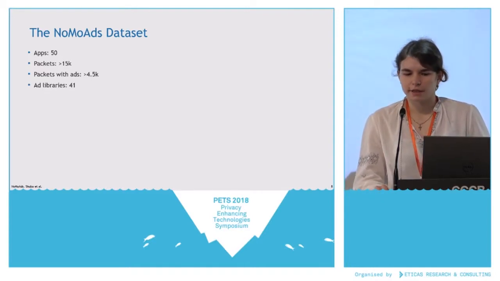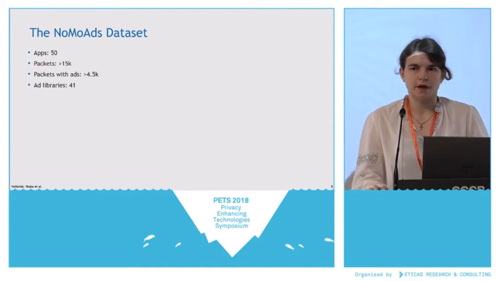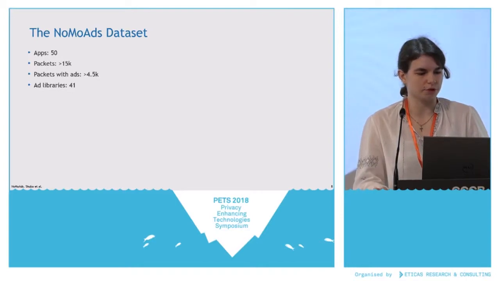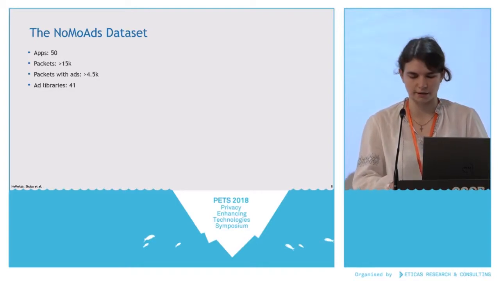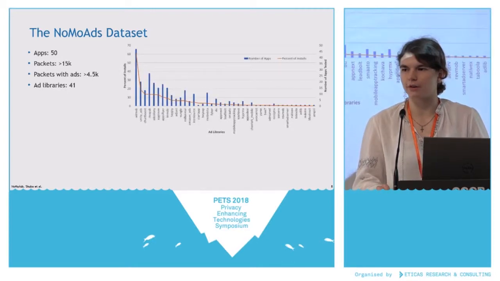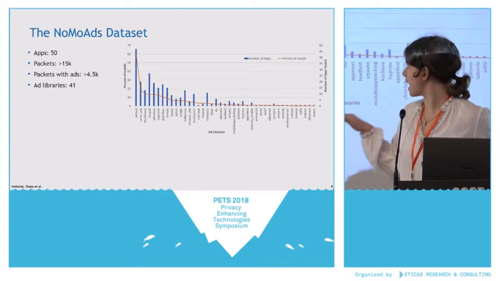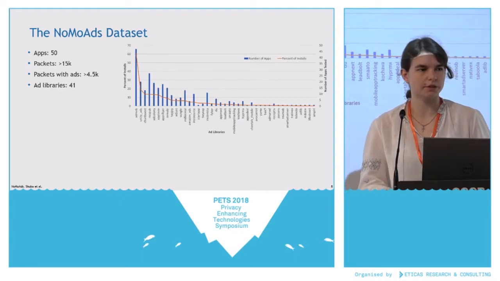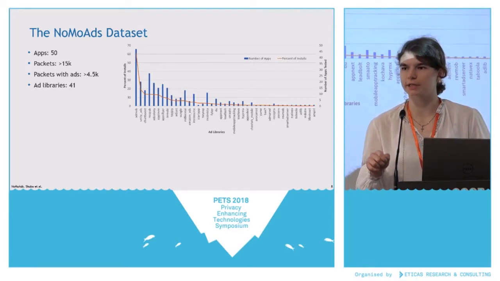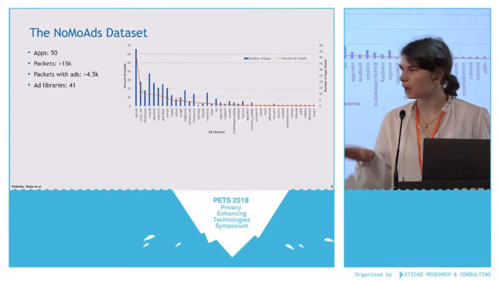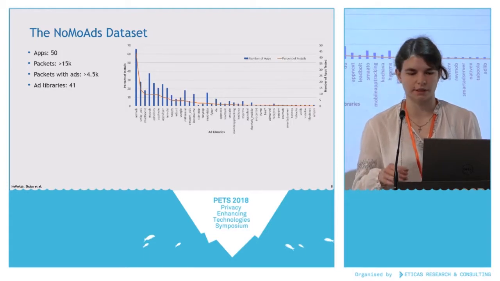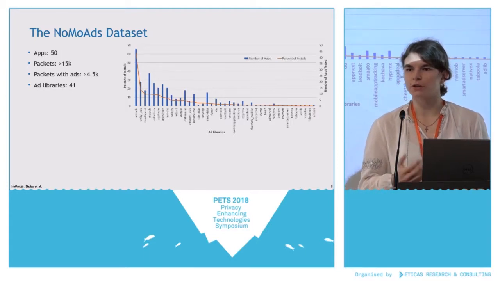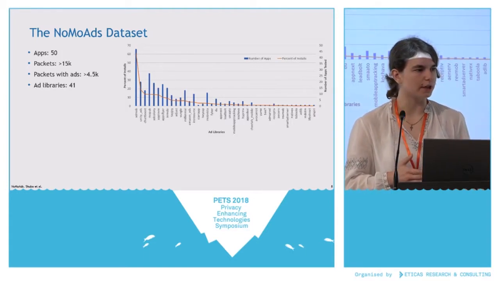To summarize our data set, we have 50 apps, about 15,000 packets, 4,500 of which contain ads. And with just these 50 apps, we were able to cover 41 ad libraries. So here I have a graph of our data set. On the x-axis we have the ad libraries, and on the y-axis the blue bars show the number of apps in our data set that contain that ad library. And the orange line is the percent of total installs on the Google Play Store that contain this ad library. So as you can see, the ad libraries have a long tail distribution.